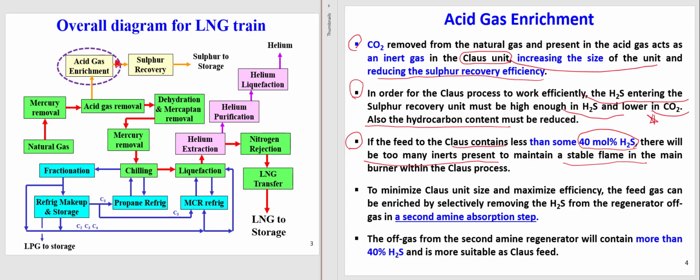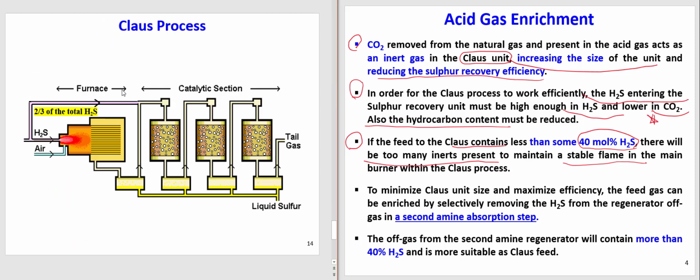Okay, so you know that in the Claus unit, let me go back to a slide that I have here. So this is the Claus unit in the sulfur recovery, where you send your gas to a furnace. Okay, this furnace has a flame, as you can see, and then it goes through a catalytic reactor. So we have two steps: furnace, burner, and catalytic reactor. So if the amount of H2S in this unit is lower than 40 mole%, in this case, we say that there is a lot of inert present, so that we cannot have a stable flame in this burner.